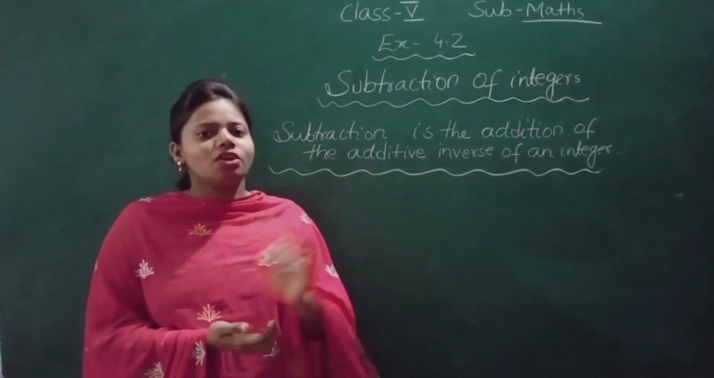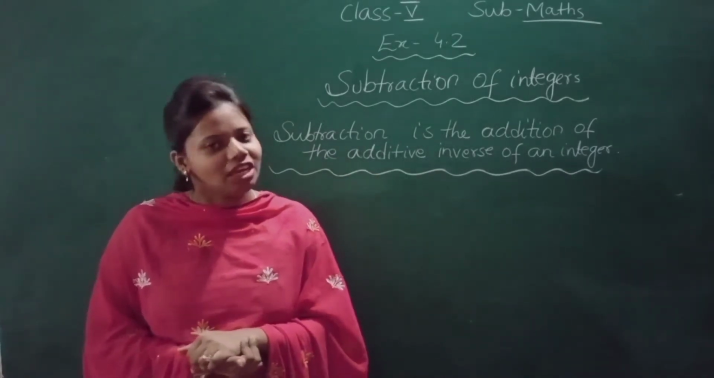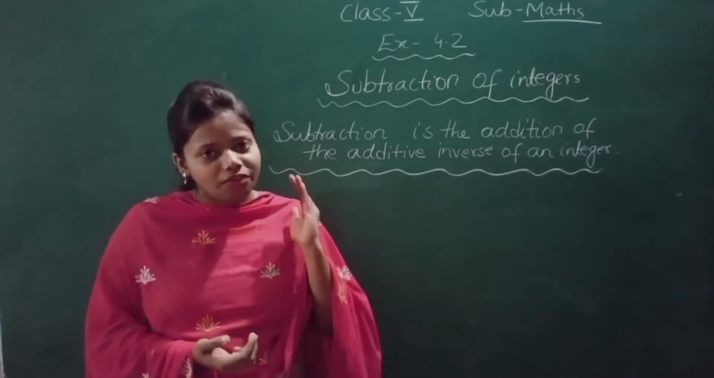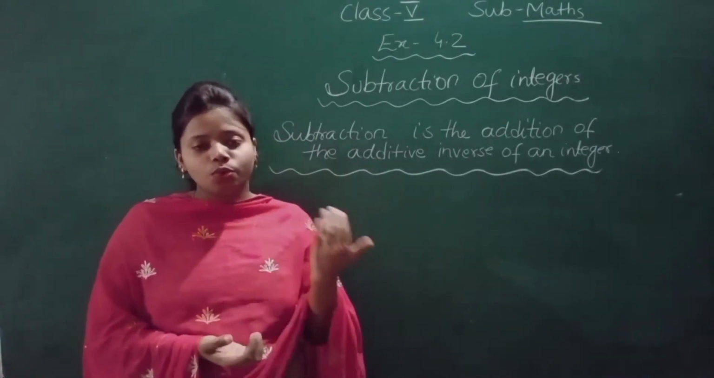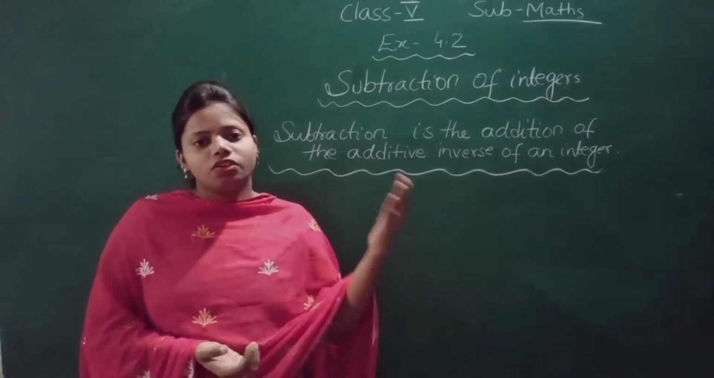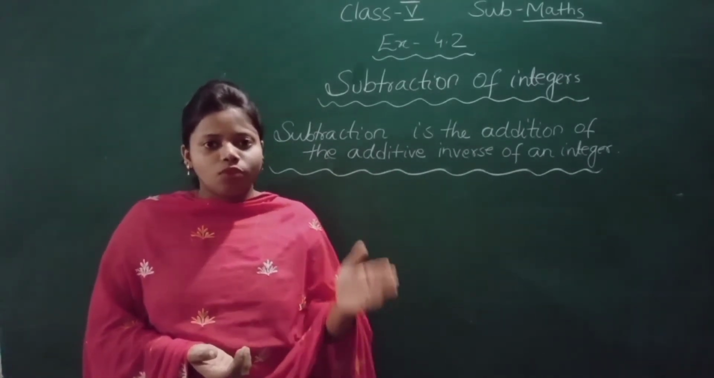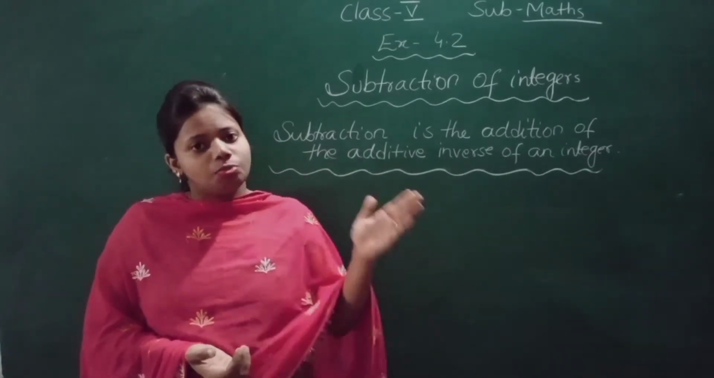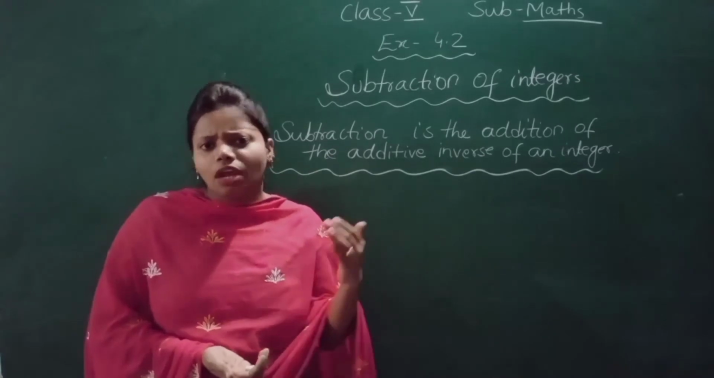As in my previous online classes, I have started chapter number 4, Introduction to Negative Integers, and I hope that you have understood what is an integer and how to do the addition of integers on a number line. I have also taught you the addition of integers without a number line, the rules. So I hope that you have understood that.